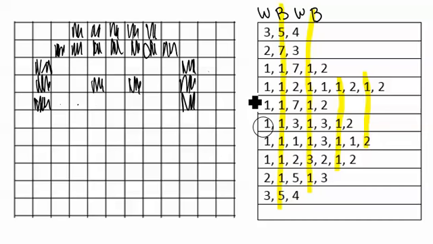Starts with 1 white, 1 black, 3 whites, 1, 2, 3 whites, 1 black, 3 more whites, 1, 2, 3, 1 black, and then 2 whites. New row, 1 white, 1 black, 1 white, 1 black, 3 whites, 1, 2, 3, 1 black, 1 white, 1 black, 2 whites.